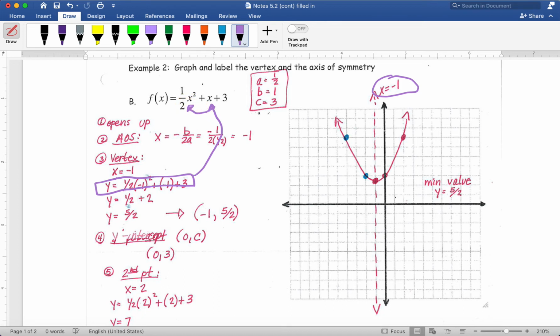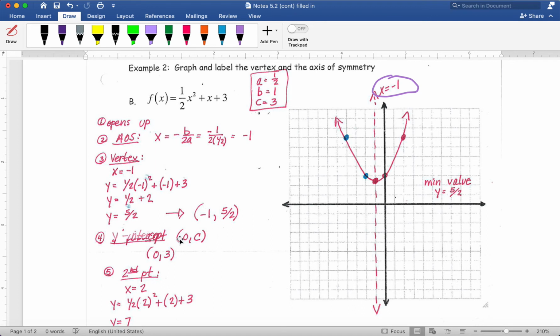Don't make this be a difficult thing. It's not that much of a difficult thing. Okay, so you're going to sub in there and find that the y value is 5 over 2. Remember, I want fractions. I'm not interested in decimals. Please don't give me decimals.